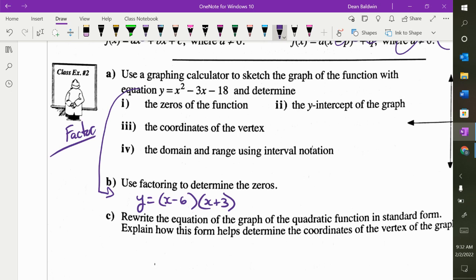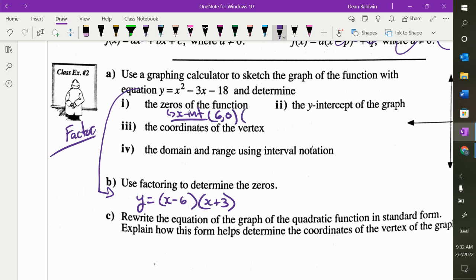Now they're asking for the zeros. In a different way, what's another way of saying zeros? What am I really asking for there? X-intercepts. Yes. Zeros are x-intercepts. The reason we factor is because it's easy to see the x-intercepts. The x-intercepts are what make each bracket 0. So what makes this bracket 0? Positive 6, and so your zeros or your x-intercepts are 6 and 0.